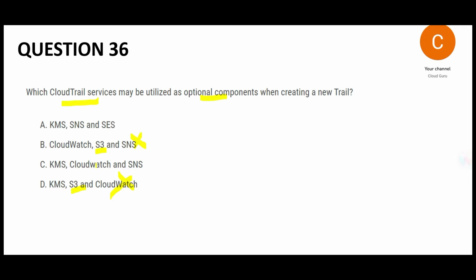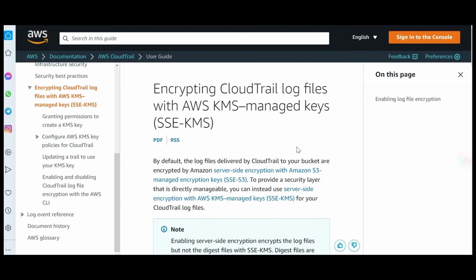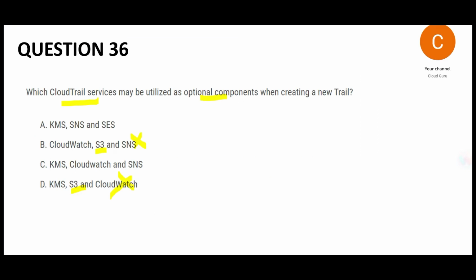Now let us try to understand KMS. See, encryption is not a must for the logs, but if people want to encrypt the logs, they can do that using KMS managed keys. That is important. That is why KMS is an optional component and not a mandatory component, because not everyone would choose to encrypt the logs.